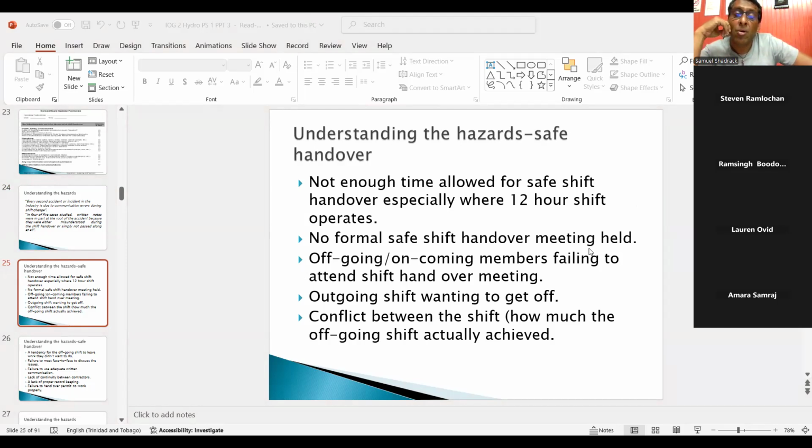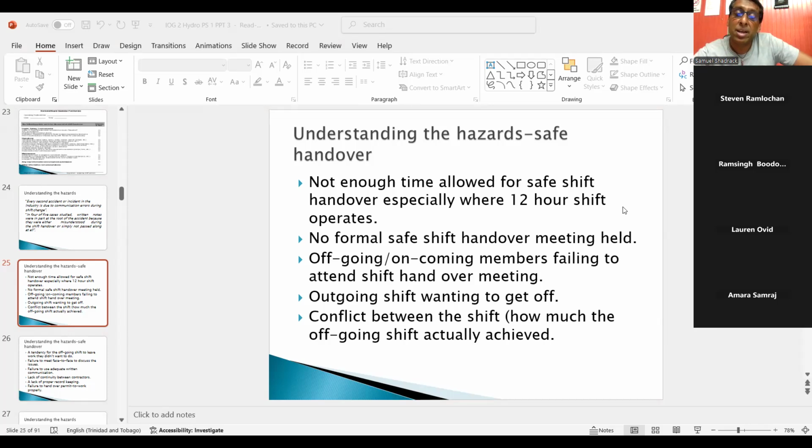Off-going or oncoming members failing to attend the shift handover meeting. You come late or you're in the washroom, right? Or you think it's not for you. Outgoing shift wanting to get off because you have been working for 12 hours. God forbid if you made a 12 by 12, a 24-hour shift, right? Because somebody didn't come out.